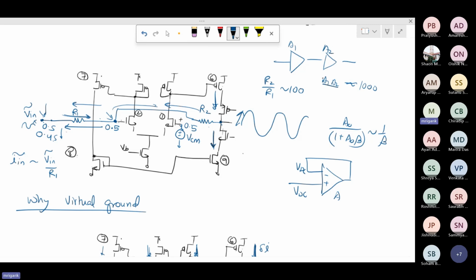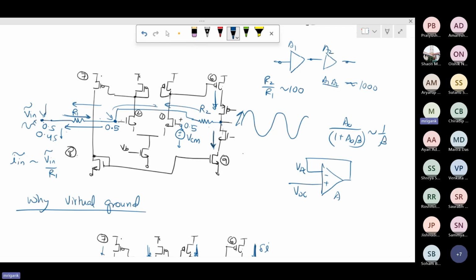If you have to use this amplifier, you have to make sure that the DC levels here and here and here are exactly the same, very well matched, not even a millivolt of difference. That becomes challenging. That's why people avoid using this resistive feedback, especially in a multi-stage scenario. So what is the solution to this? You are getting the problem.